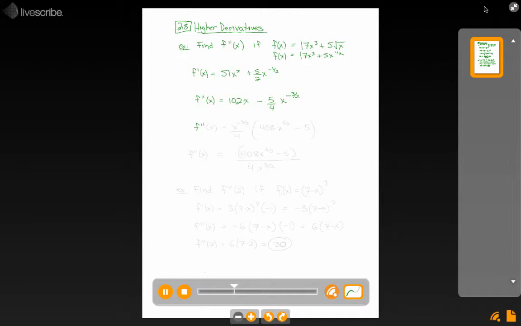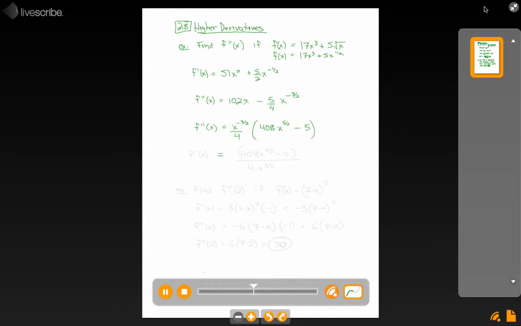I should probably take a second to practice factoring this a little bit better. I would probably take out a quarter. I would also take out x to the negative 3 over 2. So maybe let's start with that as a common factor. What does that leave us with? Well, this first term here, we need to divide it by a quarter. So we're going to have 408, and we're going to have x to the power of 5 over 2, minus, we already took out the quarter, so we just have 5, and we already took out the x to the negative 3 over 2.